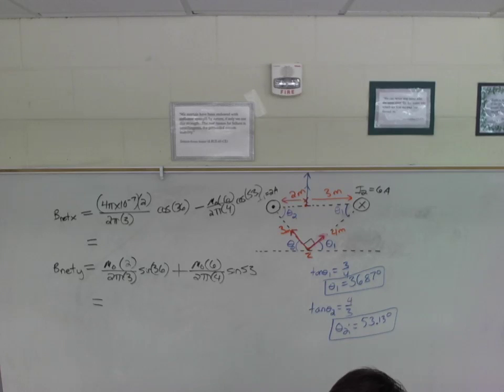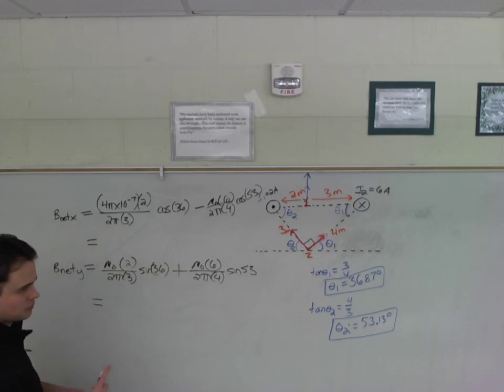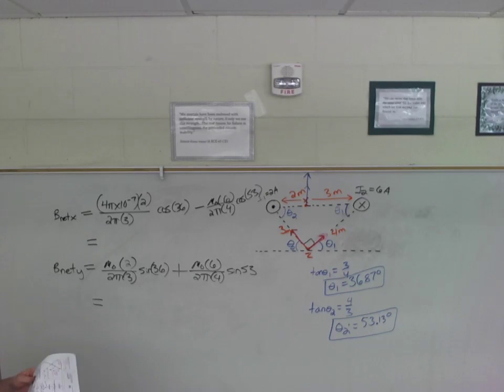What are the answers? I have the first one. I got the x one was negative 7.268 times 10 to the negative 8. I concur. Negative 7.268 times 10 to the negative 8. For the X one?